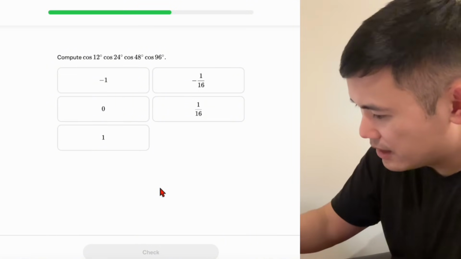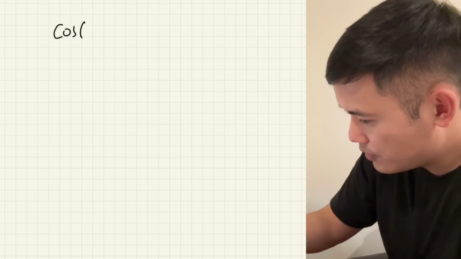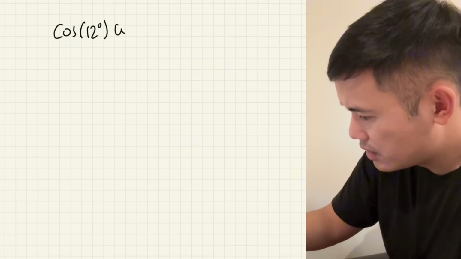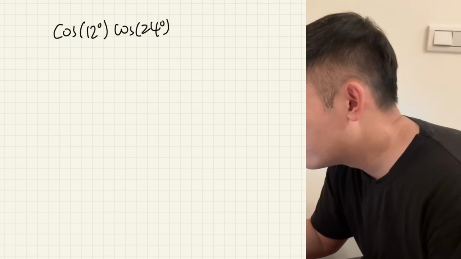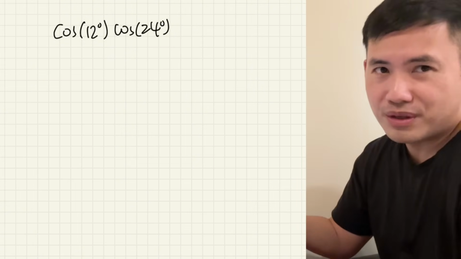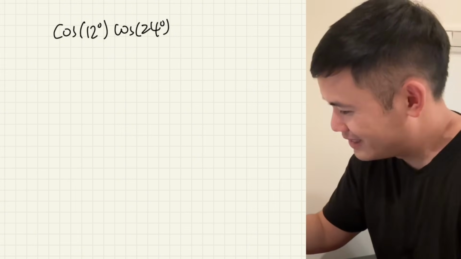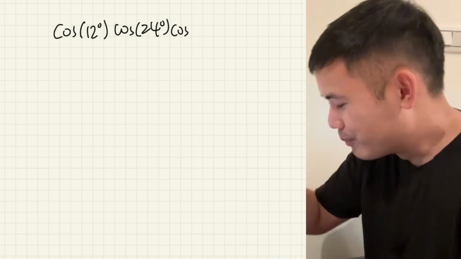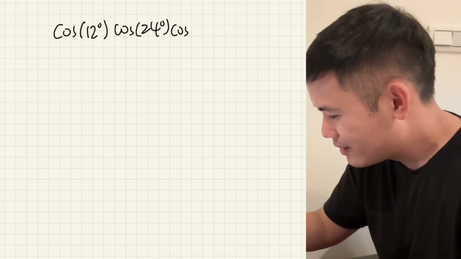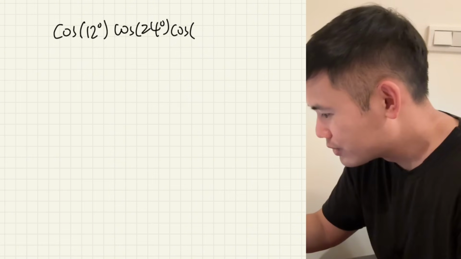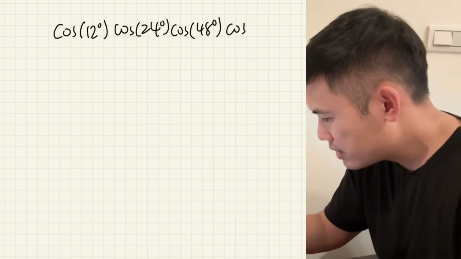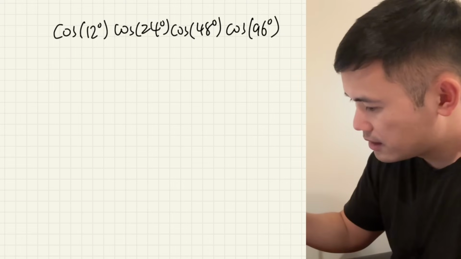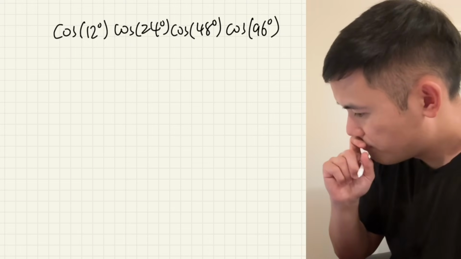All right, now let's see. Cosine 12 degrees, cosine 24 degrees, and then we don't have 36 degrees, I think, because we did that one earlier. I have no idea why they didn't have that. Oh, multiply by 2, not adding 12, sorry. So multiply by 2, so it's 48 degrees, and then 96 degrees.